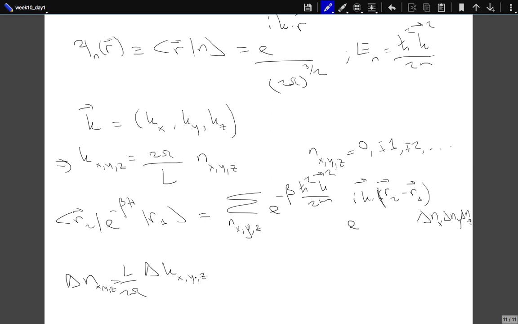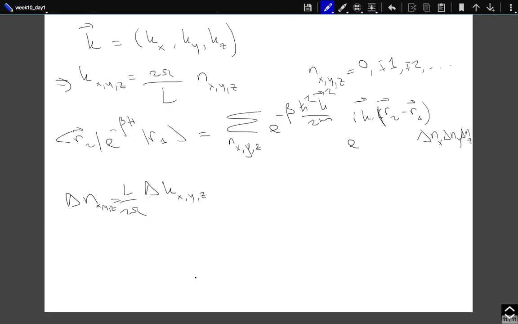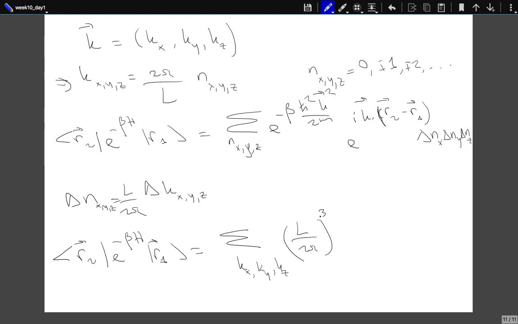That's basically how I will be converting that sum to integrals over k. So then this matrix element is equal to the sum over kx, ky, kz of (L over 2 pi) cubed, e to the power minus beta h bar squared k squared over 2m, e to the power i k dot (R2 minus R1).